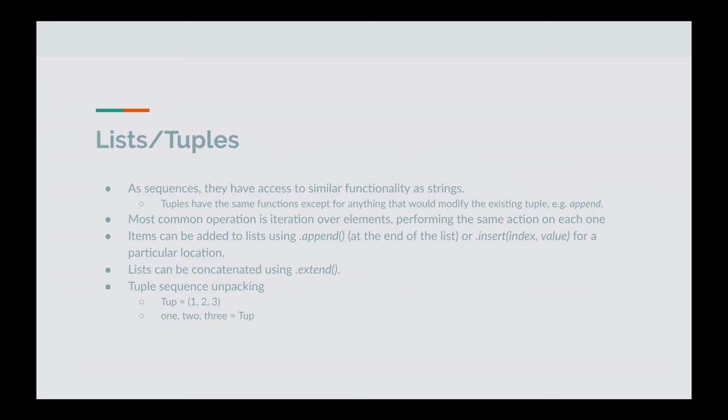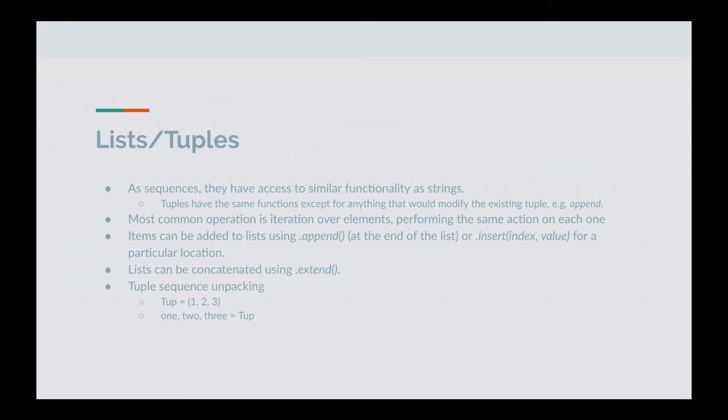You can combine lists by using the .extend method. That's a little bit different than appending, whereas appending is adding new objects to an existing list. Extend combines lists together. And then finally, we're going to talk about sequence unpacking on tuples.